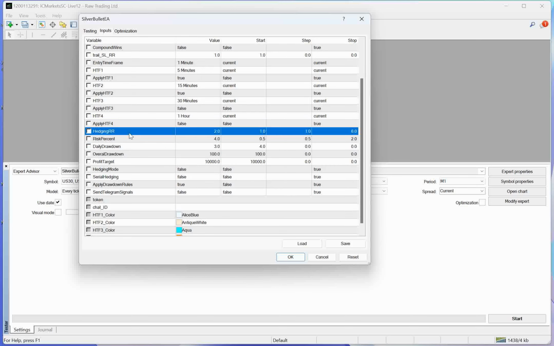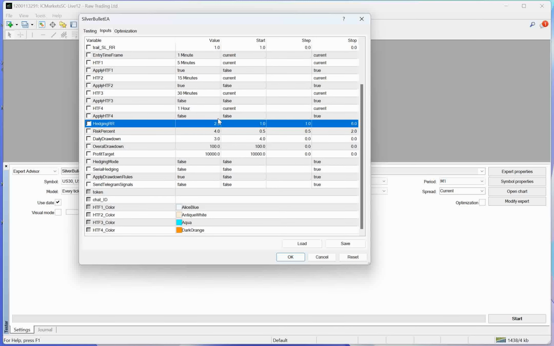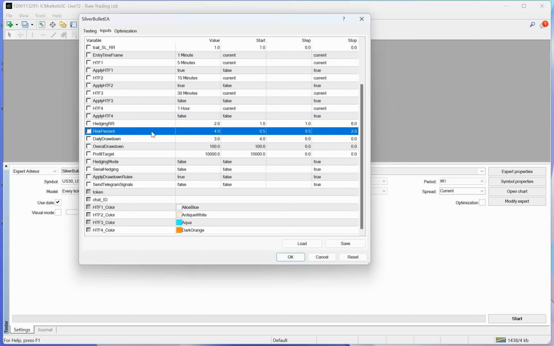Okay, this one, I'm not sure why I'm calling it hedging RR, but it's just your simple risk reward ratio. I like to use 2 because it's not too far, it's not too close, it feels just right. But of course, if you play around with this, you may actually discover some things that I don't know myself. Okay, risk percent. I usually use 1 or even 0.5 here because I don't like to risk a lot.